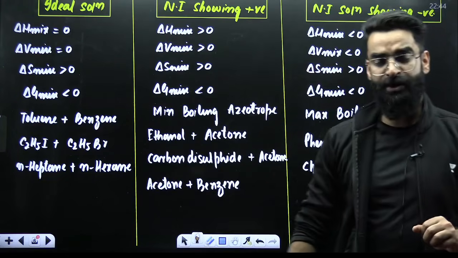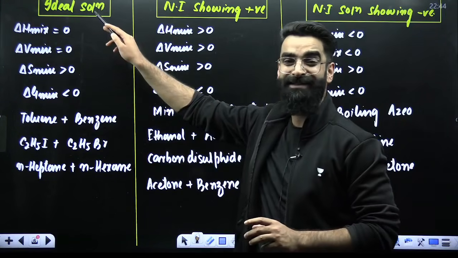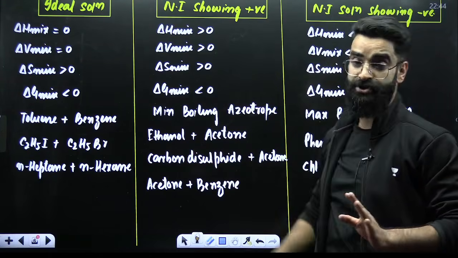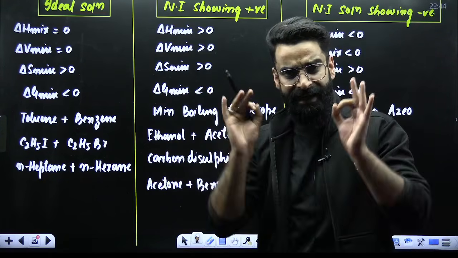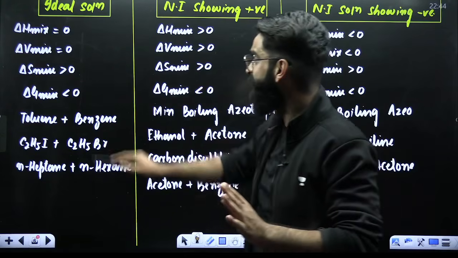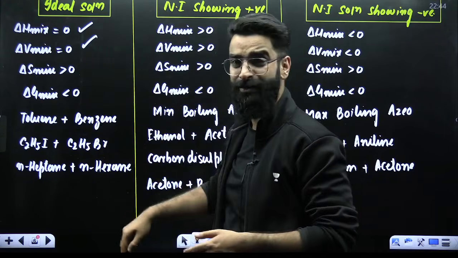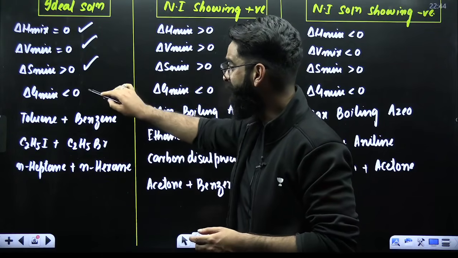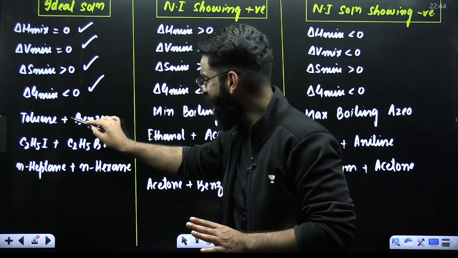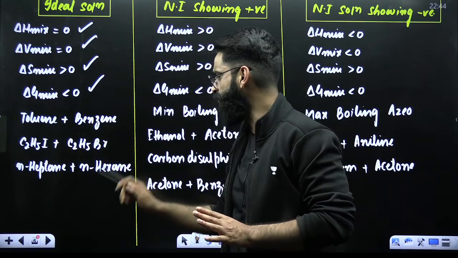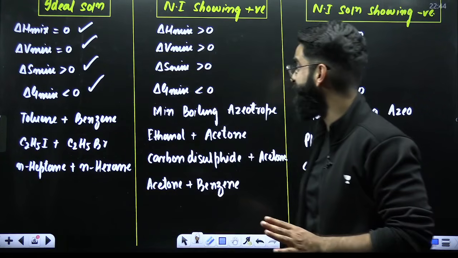All right, one more important question. That is question based on ideal solution or non-ideal solution showing positive deviation, non-ideal solution showing negative deviation. My dear students, directly right now remember few points. In case of ideal solution, delta H mixing is 0, delta V mixing is 0, delta S mixing is positive, delta G mixing is negative. And these are the examples of the ideal solutions: toluene and benzene, C2H5Cl and C2H5Br, n-heptane and n-hexane.